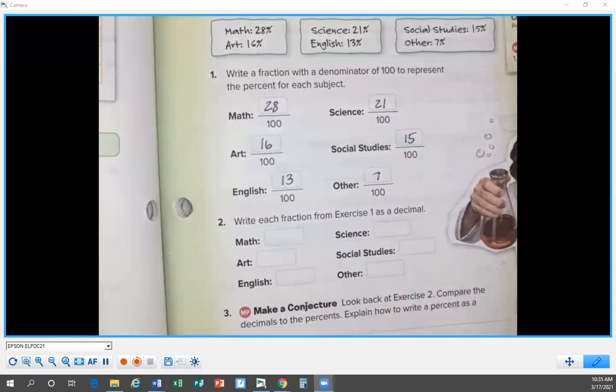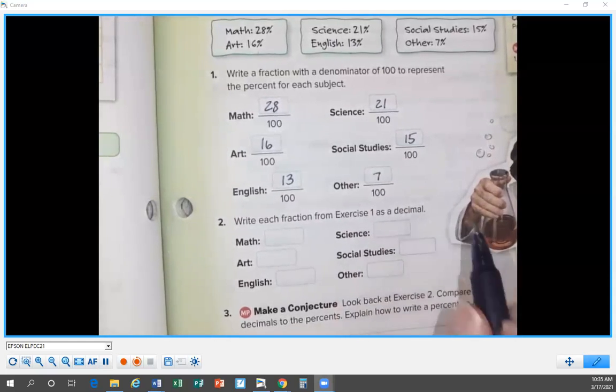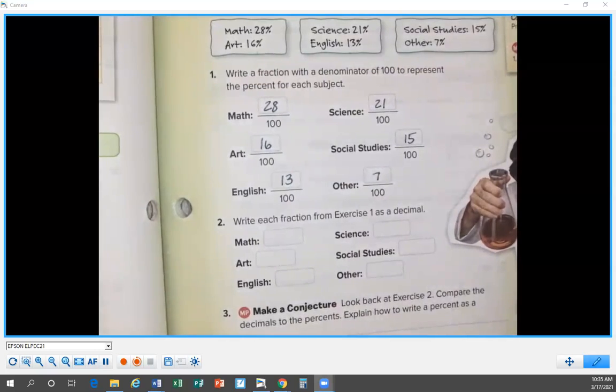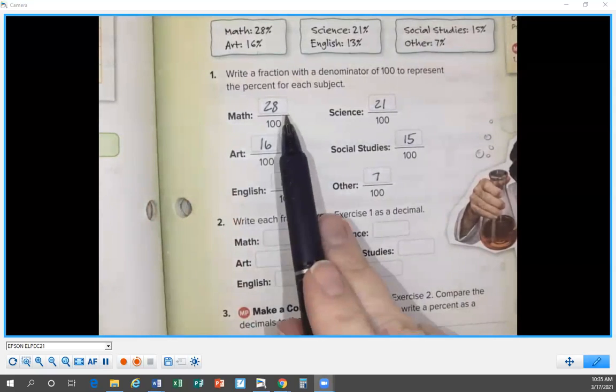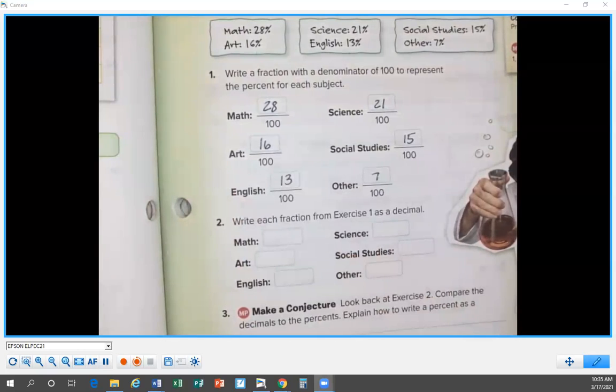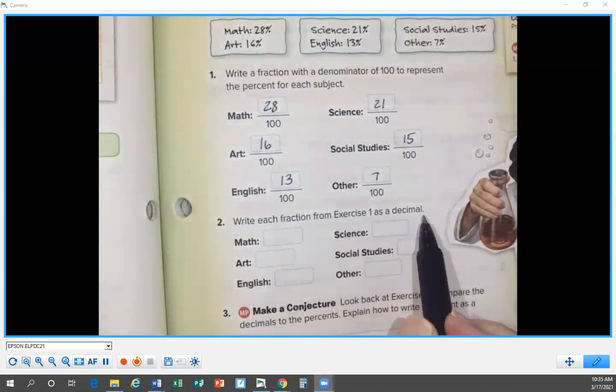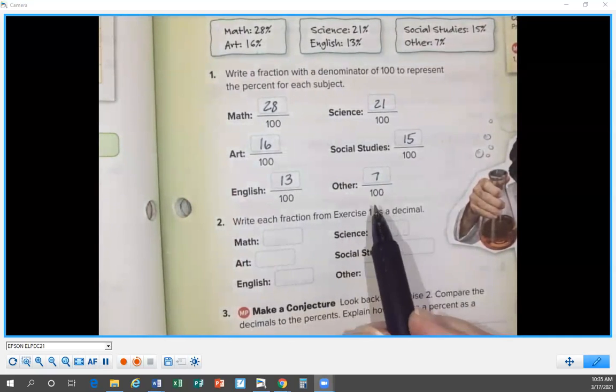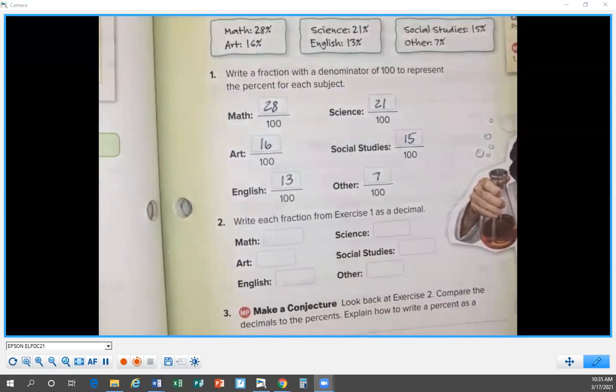So write each fraction from exercise 1 as a decimal. And you'll notice that when we wrote each of these as a fraction per 100, we did not simplify, even where we knew we could simplify, like both even numbers or both divisible by 5. The reason that we did not simplify is because we are actually going to write them as decimals, and then we'll eventually move over to percentages as well.